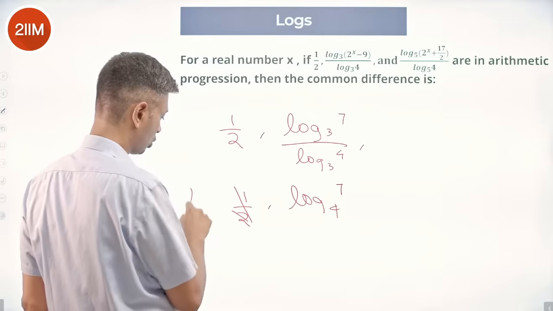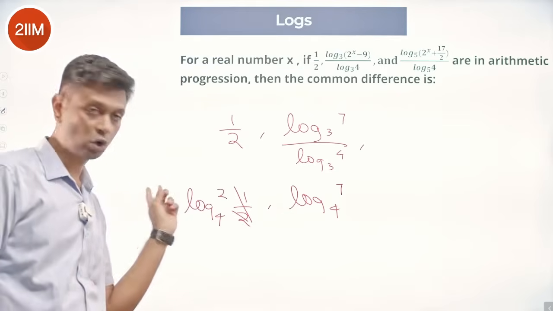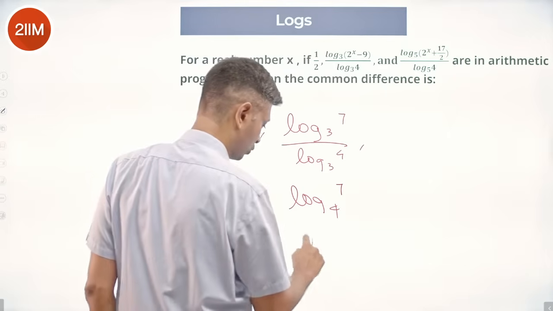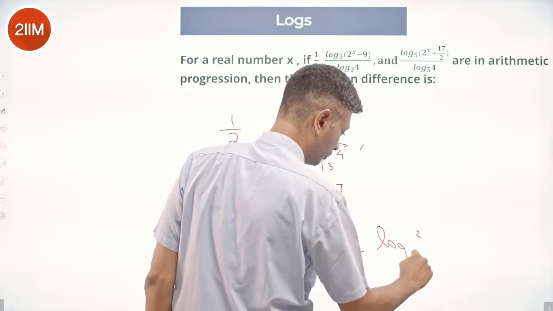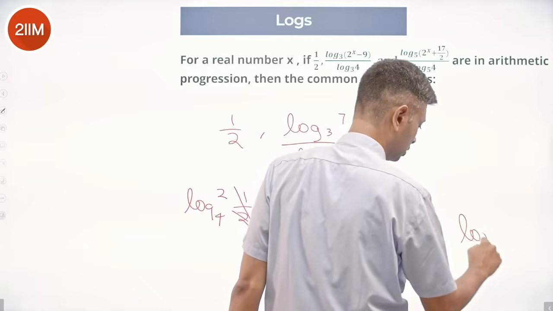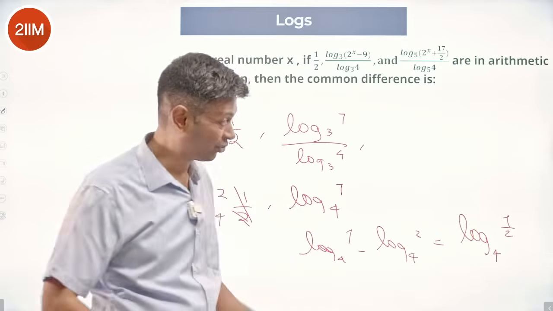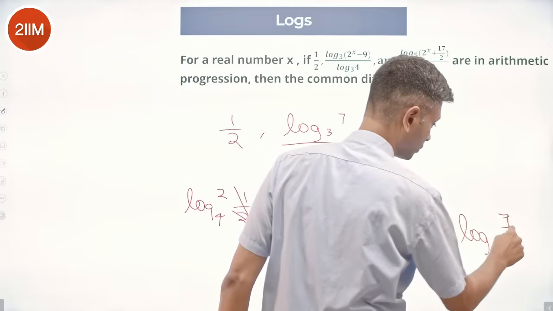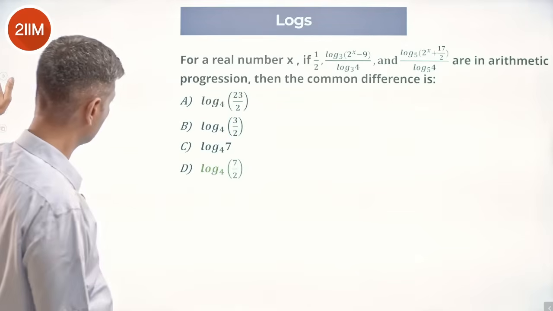This I can write as log 2 to the base 4. This minus this is a common difference. So log 7 to the base 4 minus log 2 to the base 4, which is log of 7/2 to the base 4. That is a common difference. This is 7, even though it looks weird. Log of 7/2 to the base 4 is the common difference. Hopefully, that's among the choices.